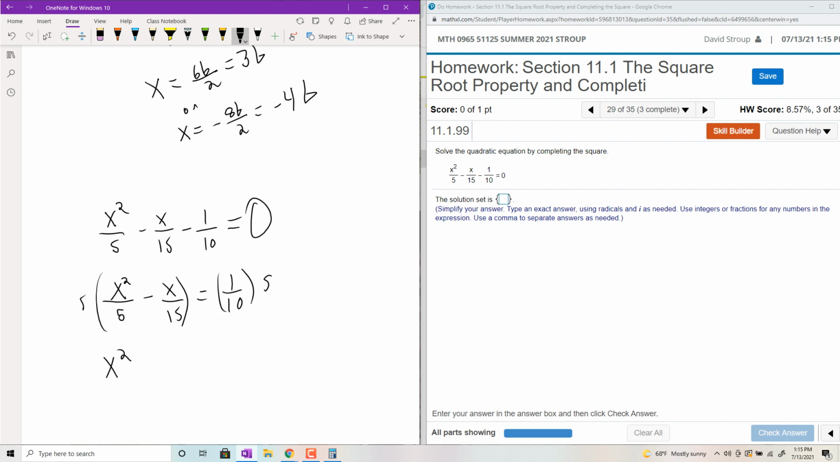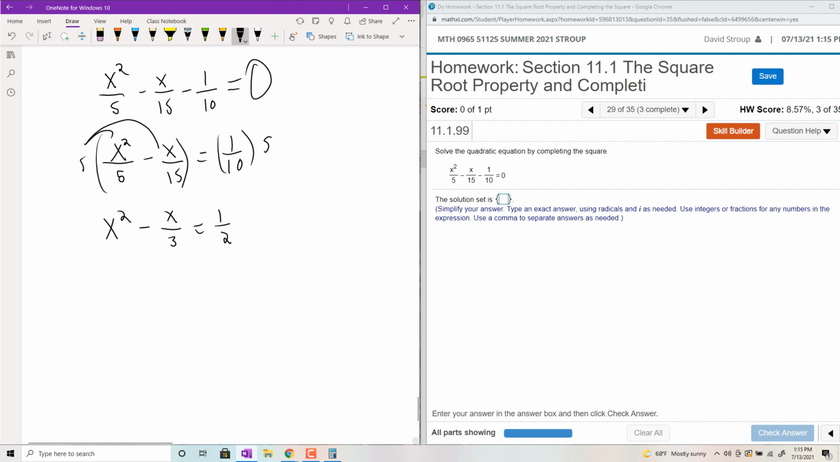So you get x squared. When I do that, then this times this, so we get 1/3 x, or x over 3. On the other side you have 5/10, which is 1/2. Okay. Now we can complete the square. So our term would be negative 1/3 divided by 2 is the same as multiplying by 1/2 squared. Okay, so negative 1/6 squared, which is 1/36. Add that to both sides.